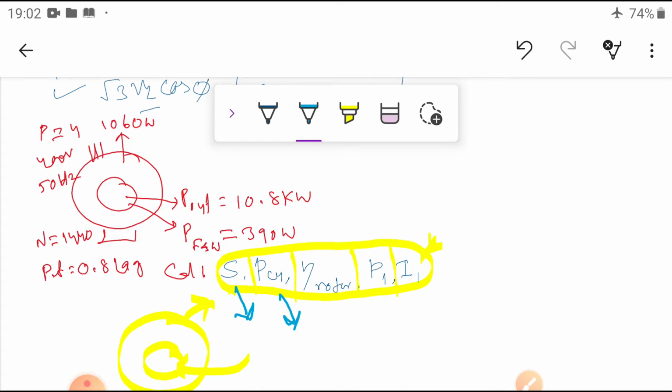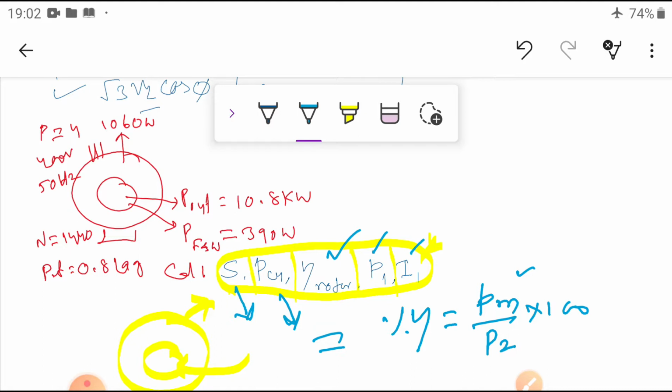What is the rotor efficiency? Rotor efficiency is equal to the output divided by the input, that is PM by P2, into 100%. I know the PM, I know the P2, so I can calculate this also. P1 I calculated.